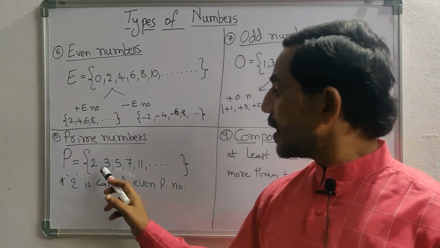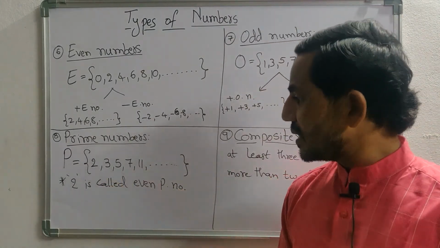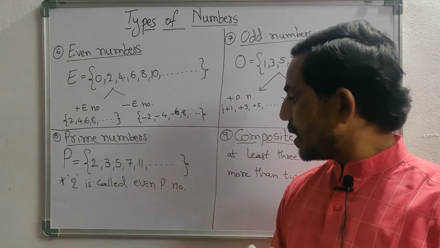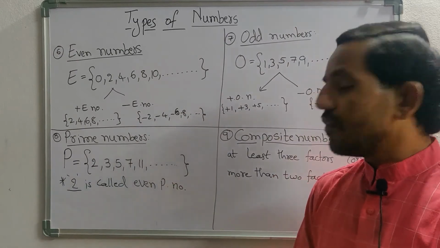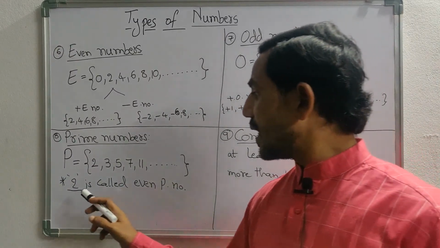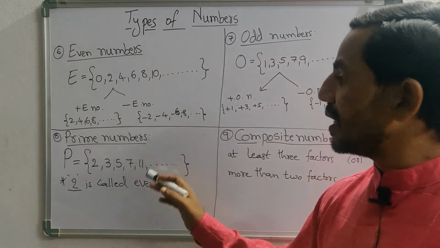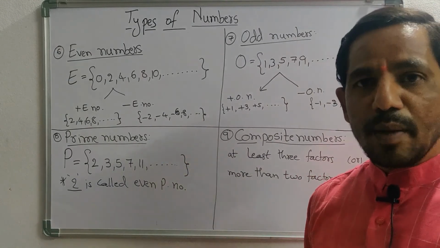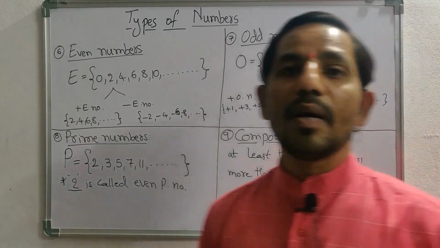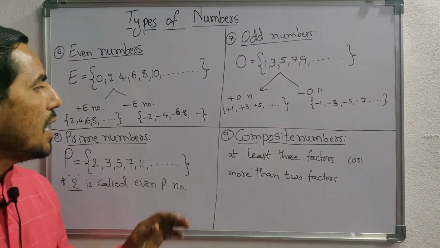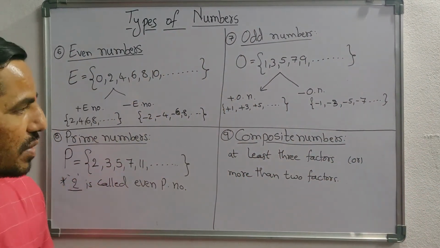Here, one particularly important point is there. 2 is called the even prime number. The remaining primes are also prime numbers, but particularly 2 is called the even prime number. Next, after that, composite numbers.